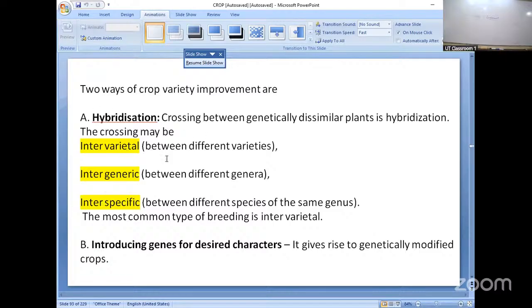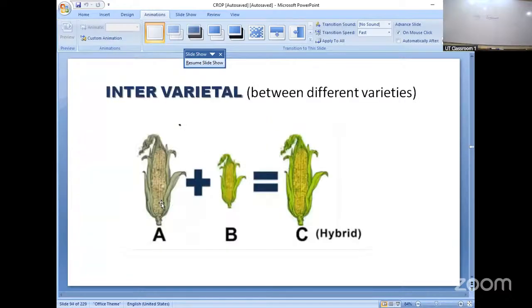Intervarietal, as the name indicates, is between different varieties. Intergeneric means between different genera, and interspecific means different species of the same genus. Okay, the genus is same, but the species are different. So let us take these three one by one.